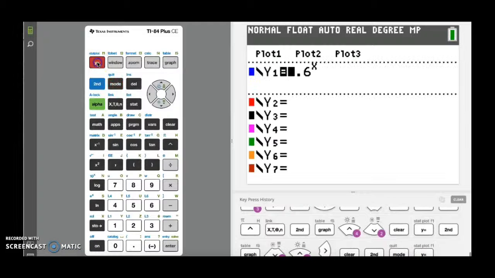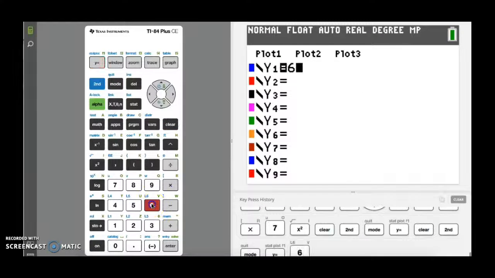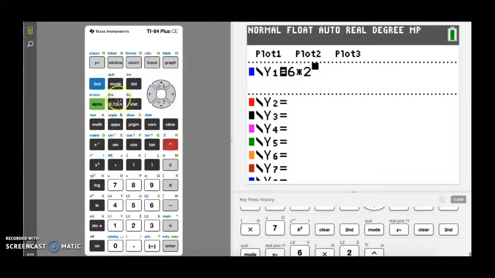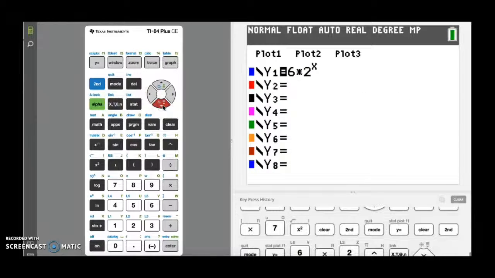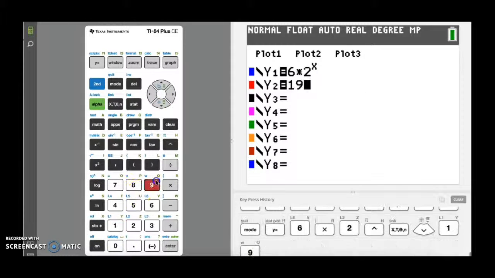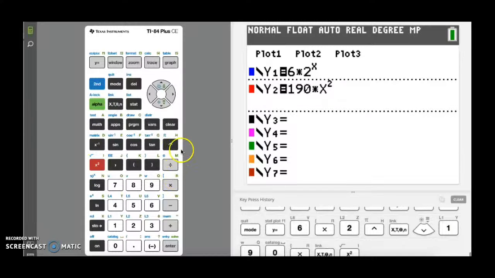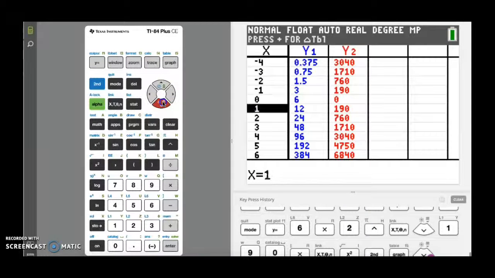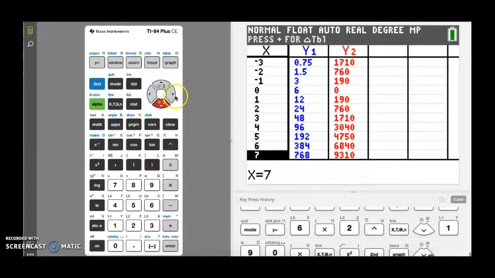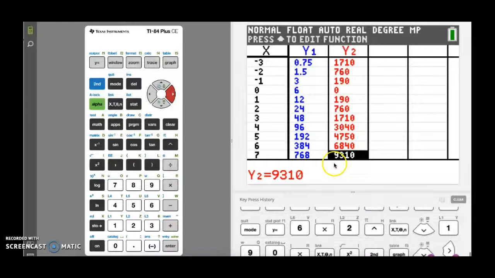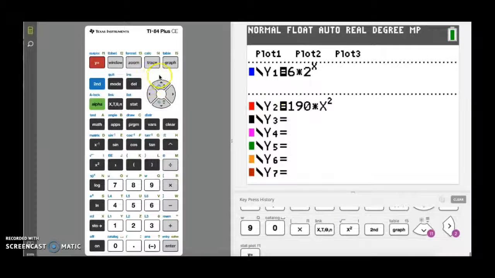So first, we type in 6 times 2 to the x power. For the second one, we type in 190 times x squared. So now we go to second graph and we go to where x is 7. In my case, I have to move down. So I see that the one that is greater is going to be the 190 times x squared.